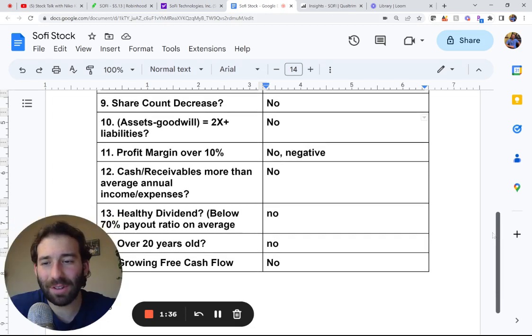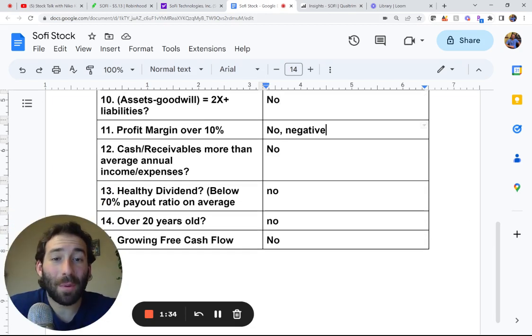Then we get into, of course, the balance sheet is not great. So the assets are definitely not twice the liabilities. The profit margin is negative. Their cash and receivables are more than their average annual income. But the reason that's not a good way to look at it is because this company loses money. So even if they had $1 in cash, then it'd be more than their income. So I'm not too worried about that. I'm worried about, can it cover their expenses? And it can't, because their expenses are through the roof. So that's going to be a no.